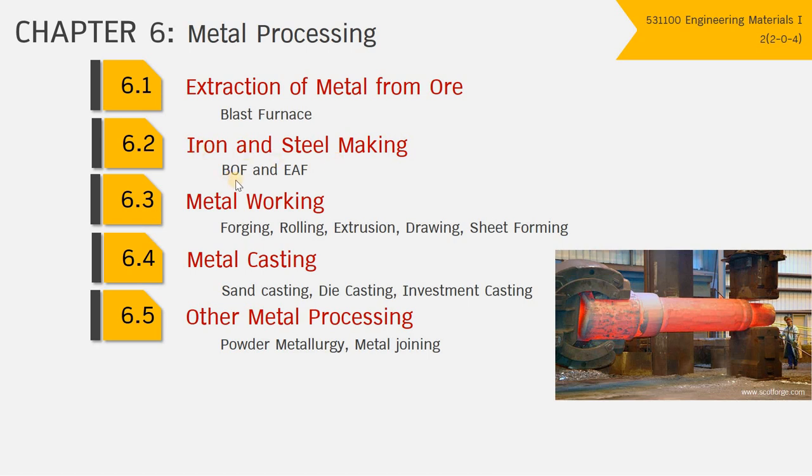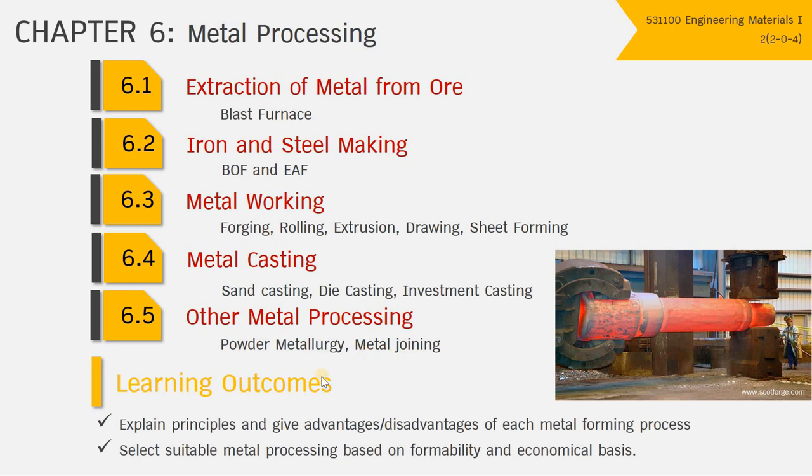The first one is the BOF, or basic oxygen furnace, and the second one is the electric arc furnace, or EAF. Then I will move on to metalworking processes, including forging, rolling, extrusion, drawing, and sheet forming. And in terms of metal casting, there will be sand casting, die casting, and investment casting. And on the last topic, I will show you some other metal processing, such as powder metallurgy and metal joining.